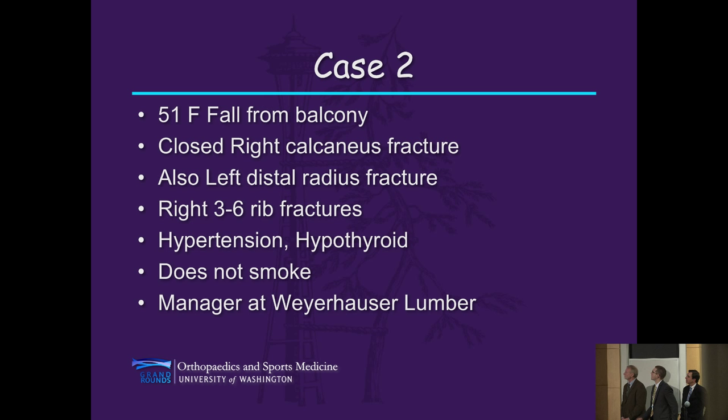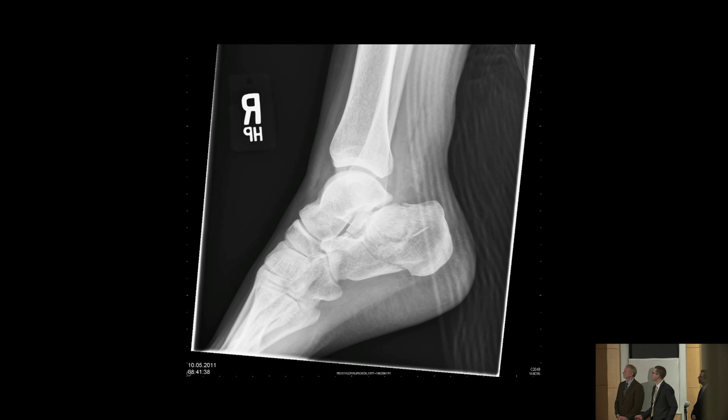Our second case is a 51-year-old lady who fell off of a balcony, has a closed right calcaneus fracture, a distal radius fracture, and some rib fractures. She's hypertensive and has hypothyroidism. She doesn't smoke, and she works as a manager at a Weyerhaeuser Lumber Company. Dr. Benirschke, maybe you could scroll your way through these films and give us your thoughts.